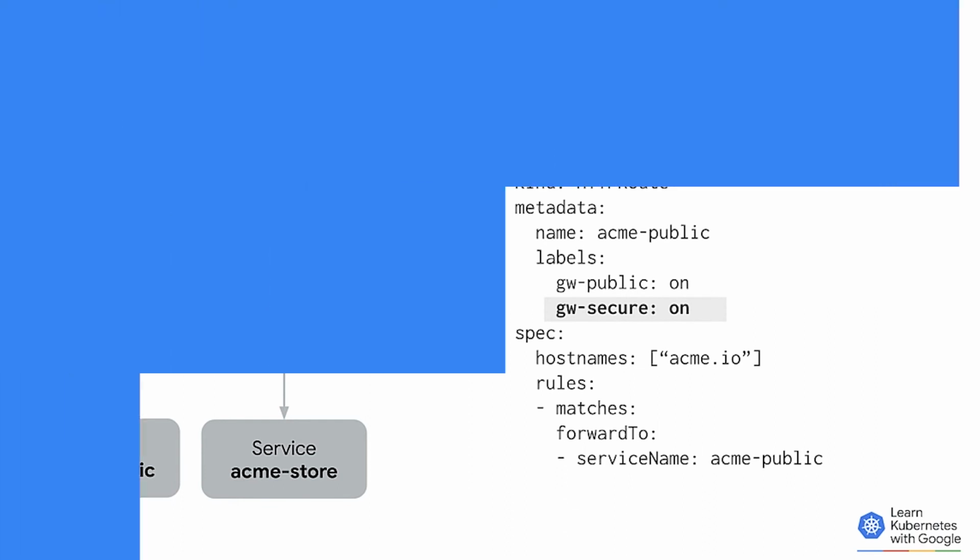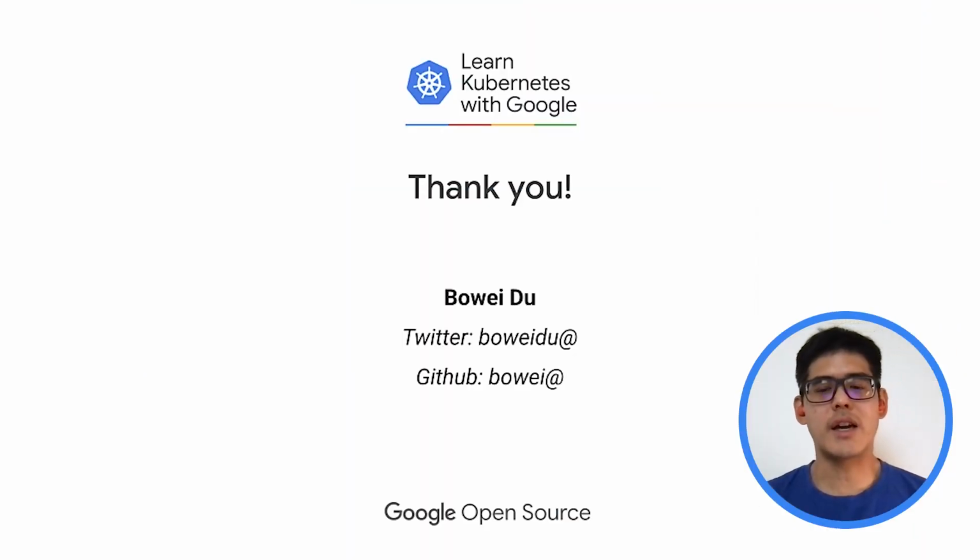I hope this presentation gave you a quick introduction on how to configure TLS in the Gateway API to securely serve your applications. To learn more about the Kubernetes Gateway API, check out some of the other videos in this series.